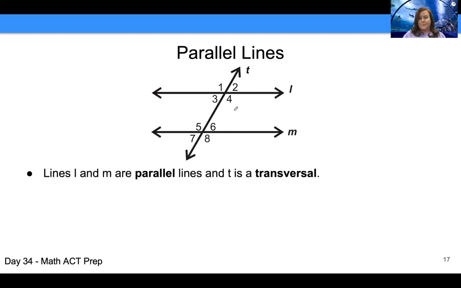And again, L and M are parallel. Excuse me. Line T is a transversal. And something really magic happens when lines L and M are parallel. It's very easy for us to find all the angle measures in this upper section. All we have to do is measure one of the angles. And I always tell my students, well, why? Why do we need to memorize this geometry?